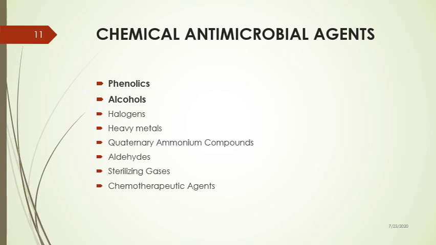These are the chemical antimicrobial agents commonly used for disinfection and antisepsis: phenolics, alcohols, halogens, heavy metals, quaternary ammonium compounds, aldehydes, sterilizing gases, and chemotherapeutic agents. In today's lecture, we will only discuss two of the chemical antimicrobial agents, phenolics and alcohols.